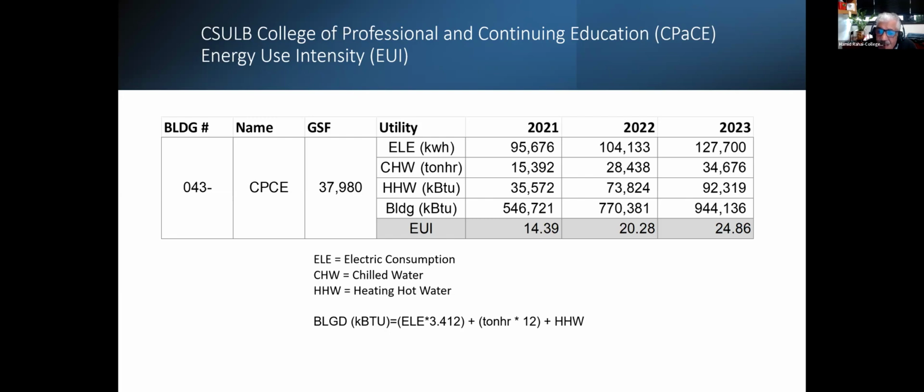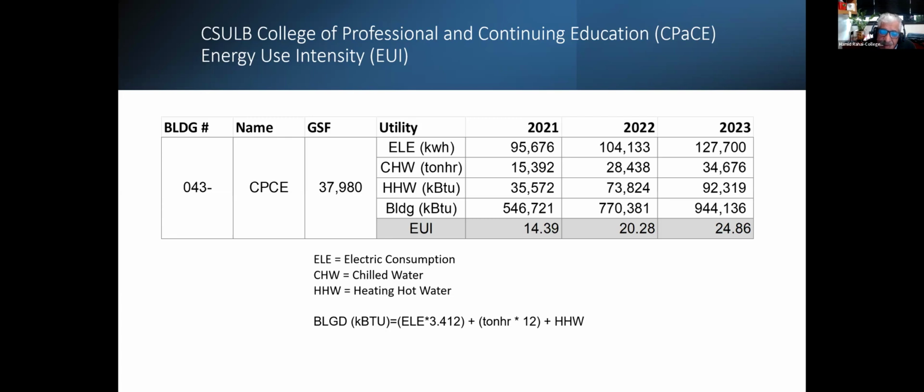546,721 kilo BTU. And the way it calculated the equation on the lower part, it says that it converts the electricity to BTU, and the tonnage of the chilled water from the chillers times 12, and then the BTU from natural gas that was used for hot water. Add them up, and you get the total kilo BTU of the energy on an annual basis.